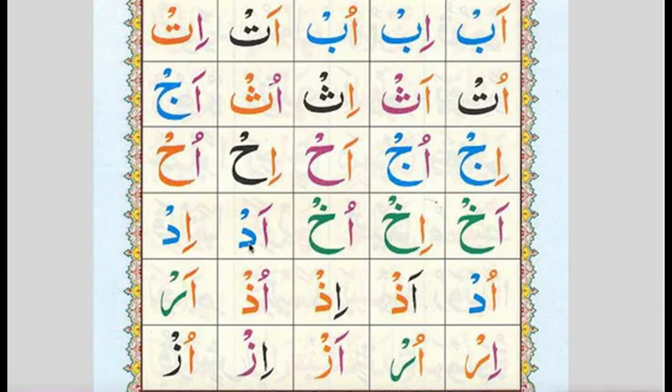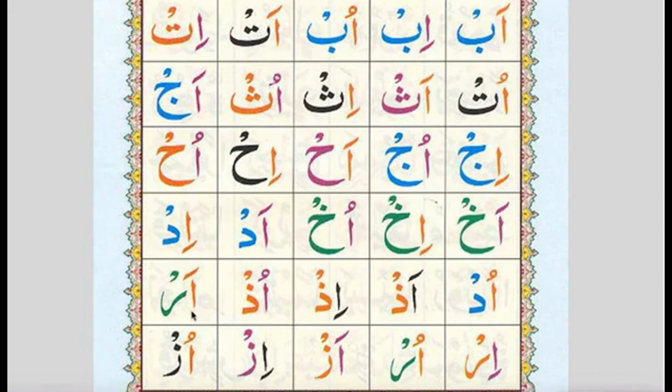Alif dal fatha ad. Alif dal kasra id. Alif dal dhamma ud. Ad, id, ud. Alif zal fatha az. Alif zal kasra iz. Alif zal dhamma uz. Az, iz, uz.